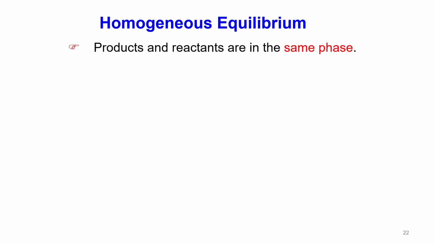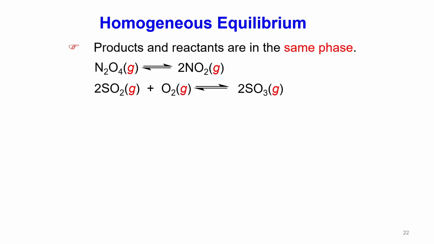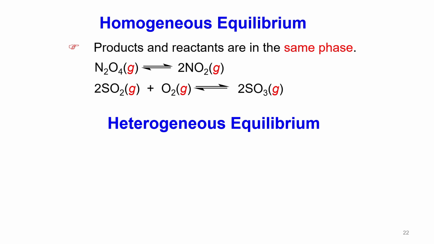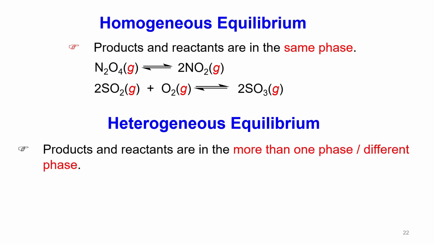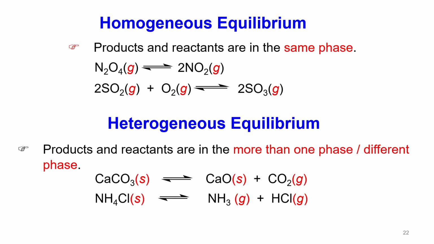Alright, homogeneous. Homogeneous mean the product and reactant are all in the same phase. Kalau kita ada satu reaction, gas and gas, so these are the homogeneous equilibrium, because all the phase is gas. For heterogeneous, product and reactant are in more than one phase, which is the different phase. This one is solid, solid, gas. And this one is solid, gas, and gas. Then this one is gas, liquid, and gas.